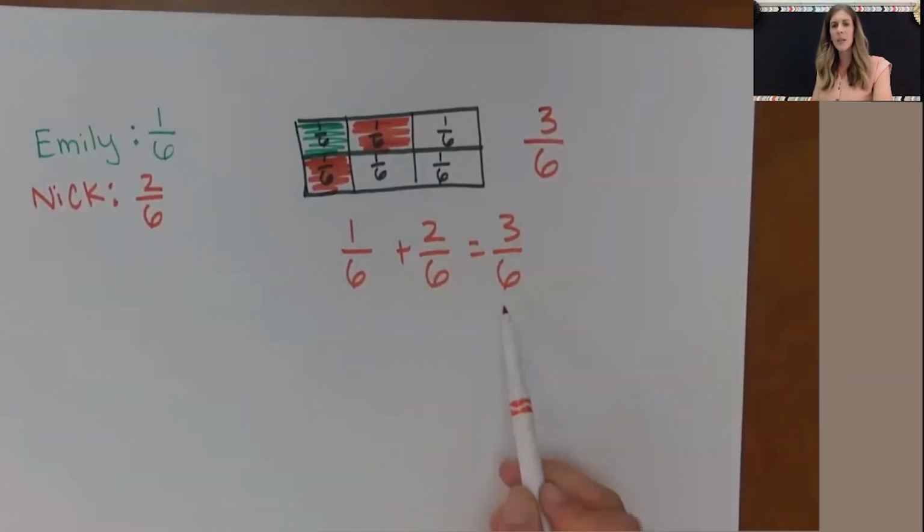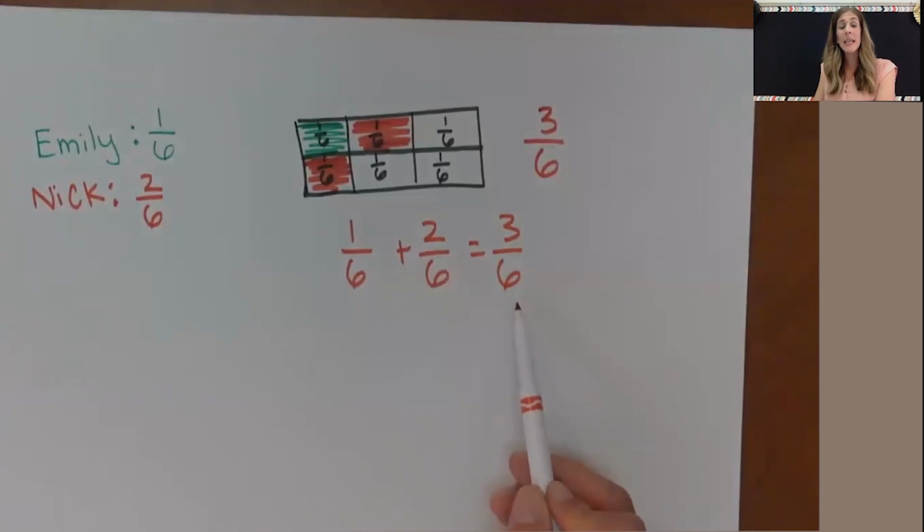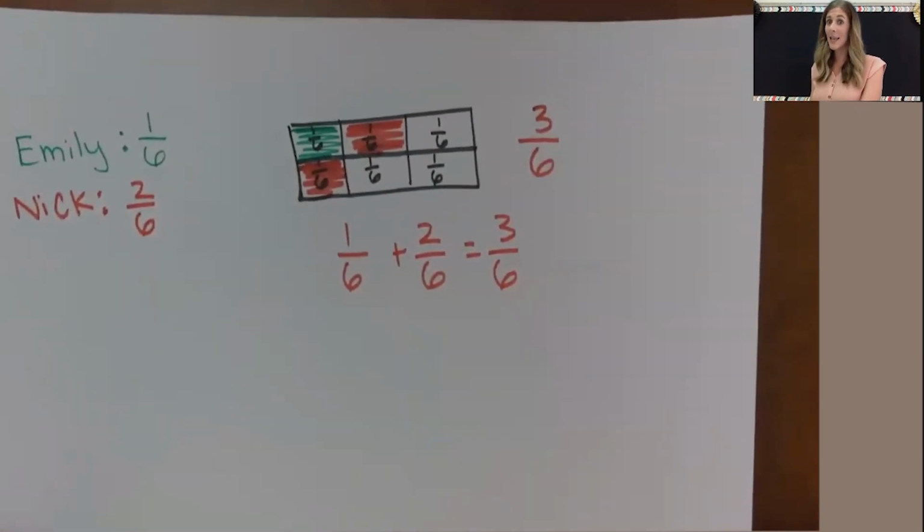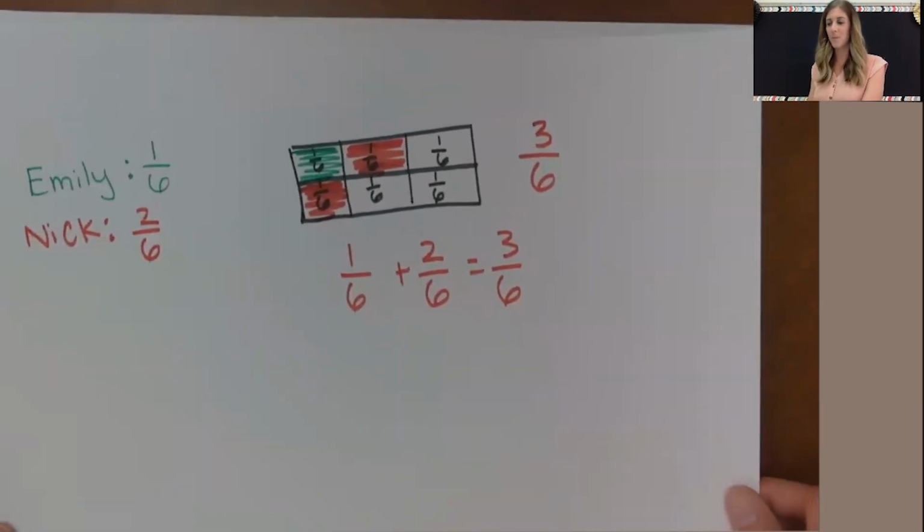So what does the solution 3/6 mean in this problem? Right, it means that Emily and Nick ate 3/6 of the bag together. Okay, we have 2 more problems to practice, and I'm going to help you less and less until we get to the last one. Read with me.